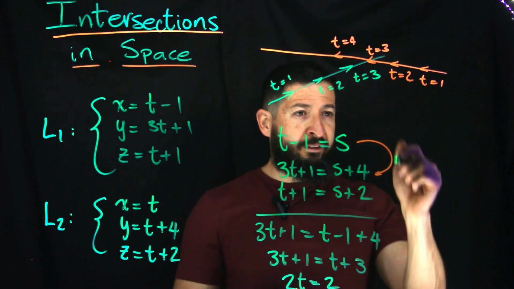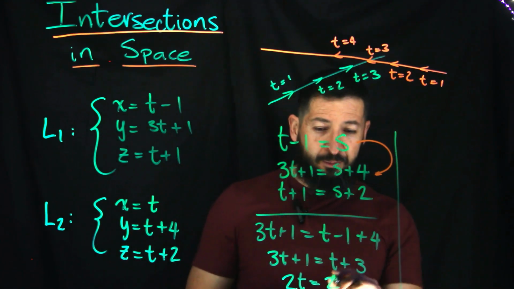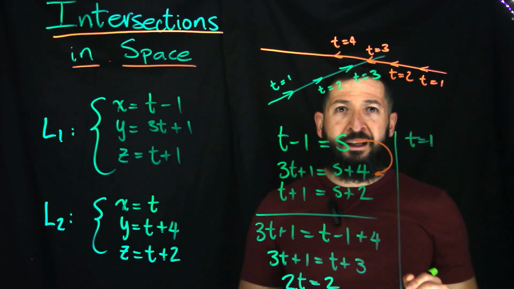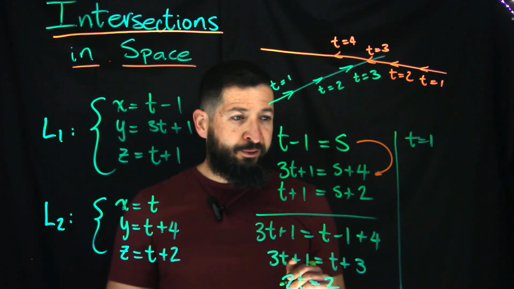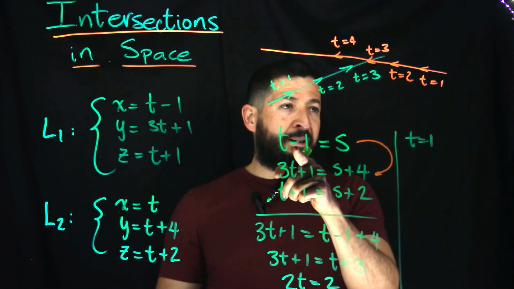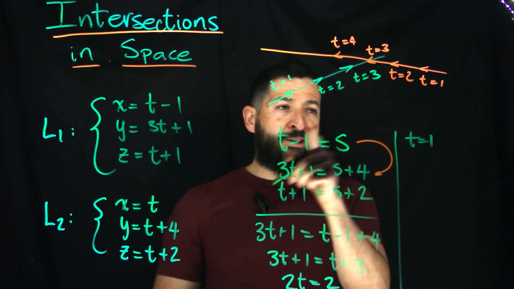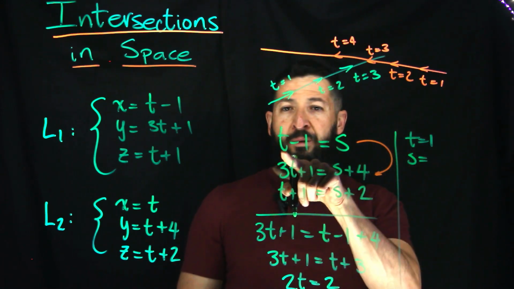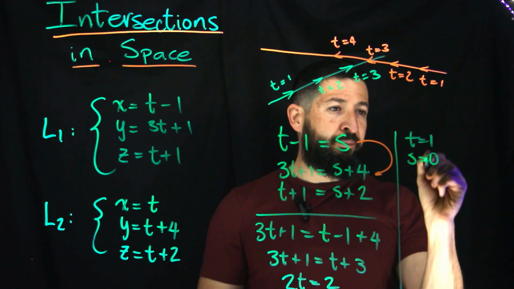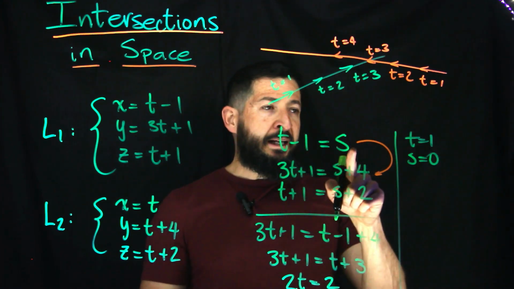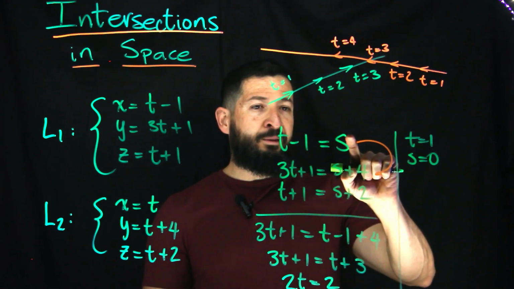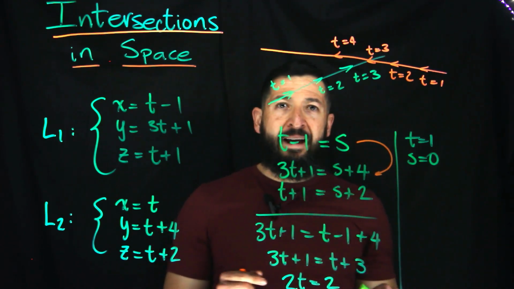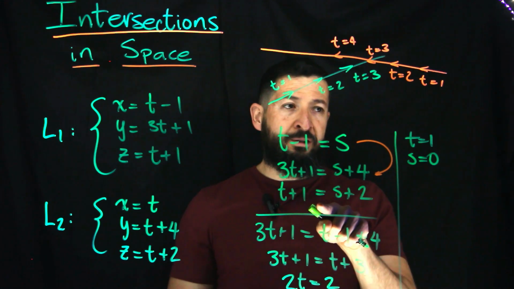I may be running out of space, so I'm going to move over here where I got t equals 1. Okay, so that's going to be my value of t. Now if t is equal to 1, from this equation I can just plug it in and get that s is equal to 0, because it's going to be 1 minus 1, so 0. All right, so now that is the solution that I obtained for this system of equations with equation 1 and 2. Notice that at no point did I use equation 3.